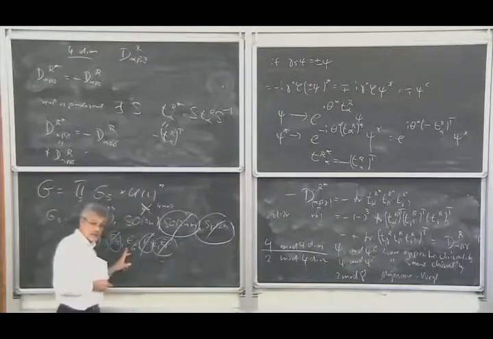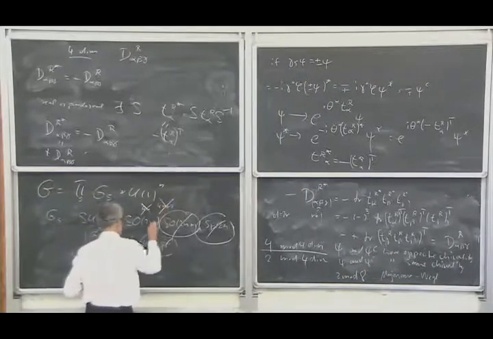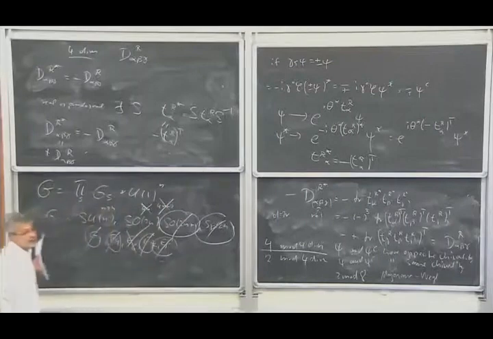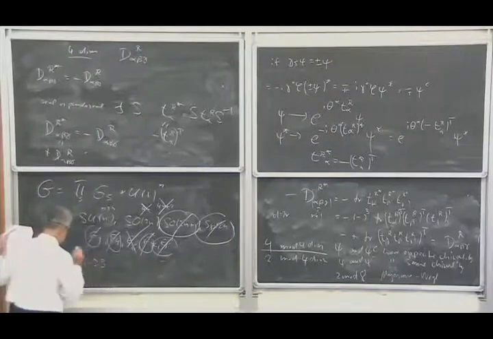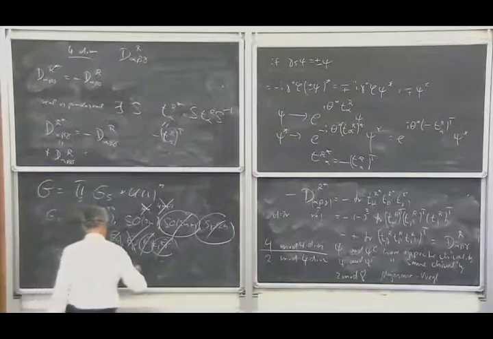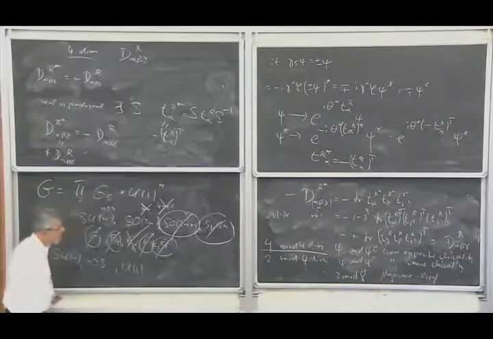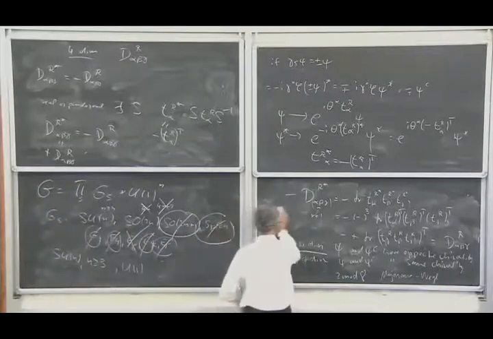Same for E6, but then again, for some other reason, the D symbol with 3 indices vanishes. So that's very simple. We are only left with SU(N), N larger or equal to 3, and U(1). Okay? So U(1) is particularly simple.